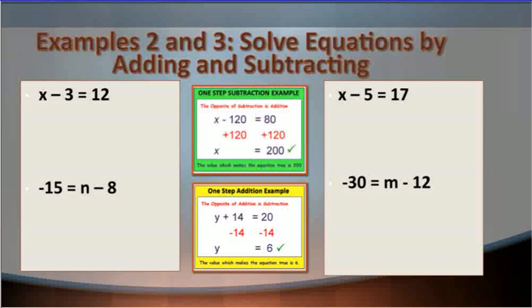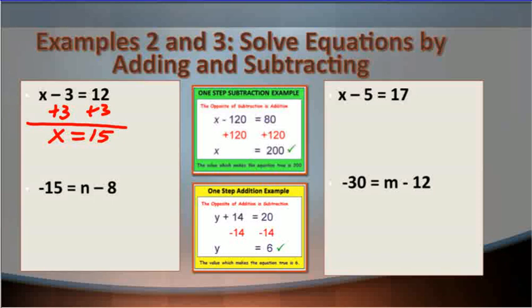So we need to solve these equations. x minus 3 equals 12. I need to use the inverse operation. And these are all one-step equations. So to get x by itself, the opposite of subtracting 3 is adding 3. So I show that on both sides because I want to make sure that both sides of the equal sign are equal, I need to do the same thing on both sides. So x will end up equaling 15. And I can check my answer by plugging that back in. 15 minus 3 does equal 12.